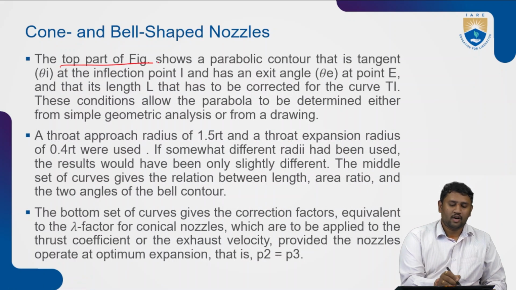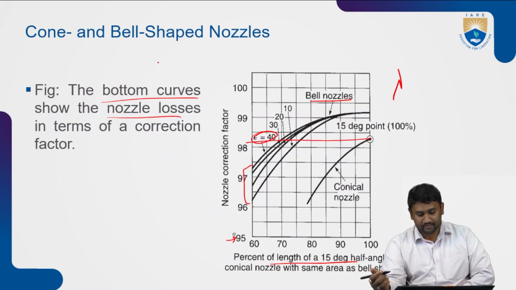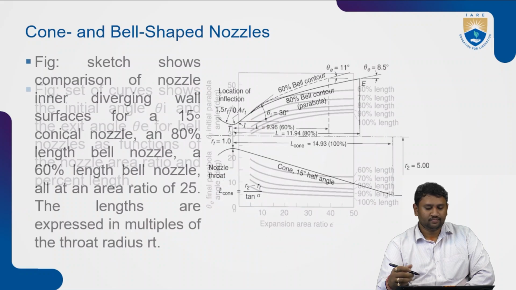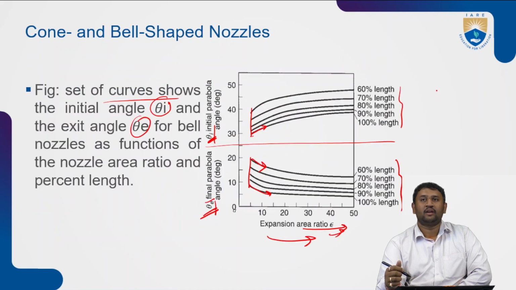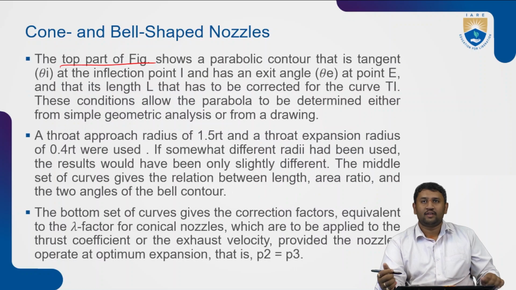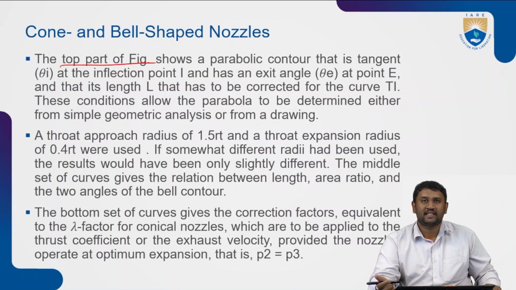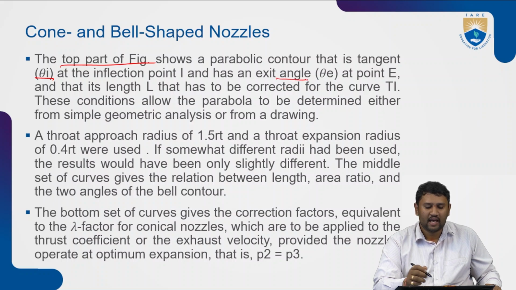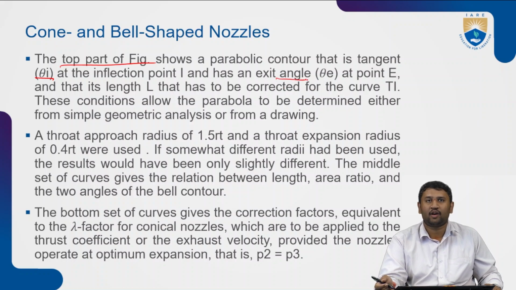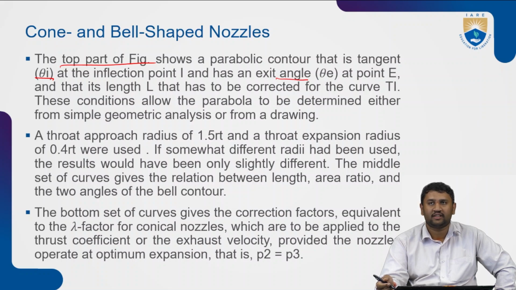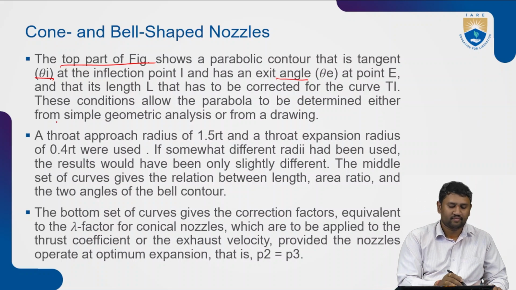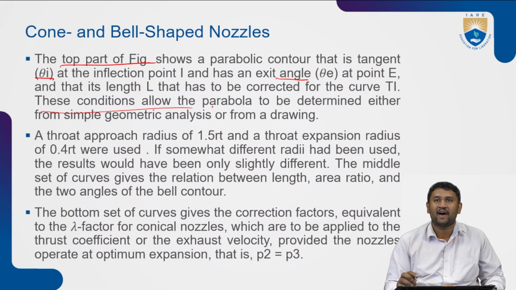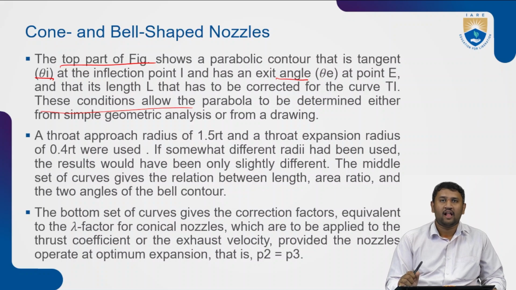Now, the top part of the figure, that is this one, shows a parabolic contour that is tangent to the inflection point as well as has an exit angle of theta E at point E. Now, the length L has to be corrected for the curve. And these conditions allow a parabola to be determined, whether by a simple geometric analysis or from a drawing.